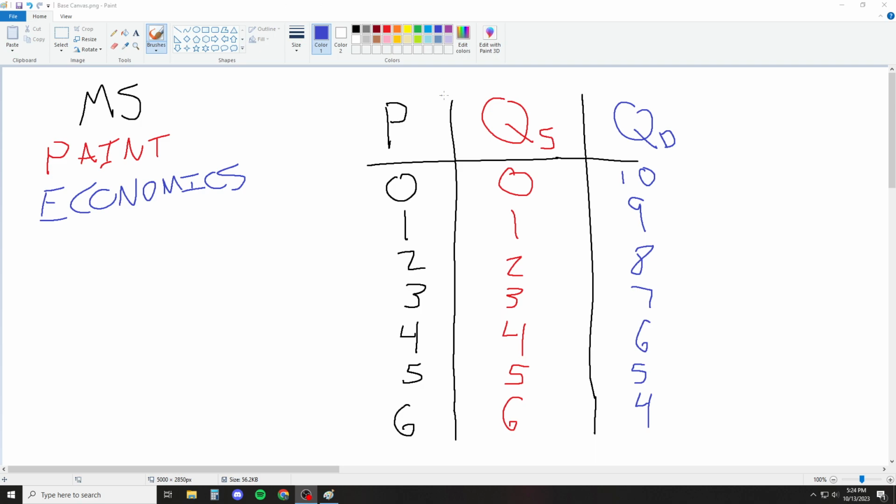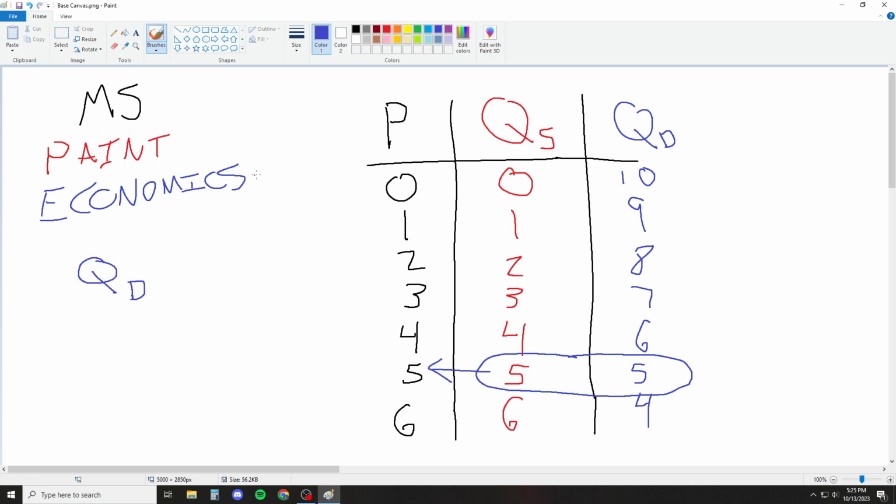But here what we're going to do is we've got our quantity supplied, quantity demanded, and price all in this table. 99 out of 100 times they give you this table. What you need to do is look at this table and find a place where quantity supplied and quantity demanded equal each other, and find the price.